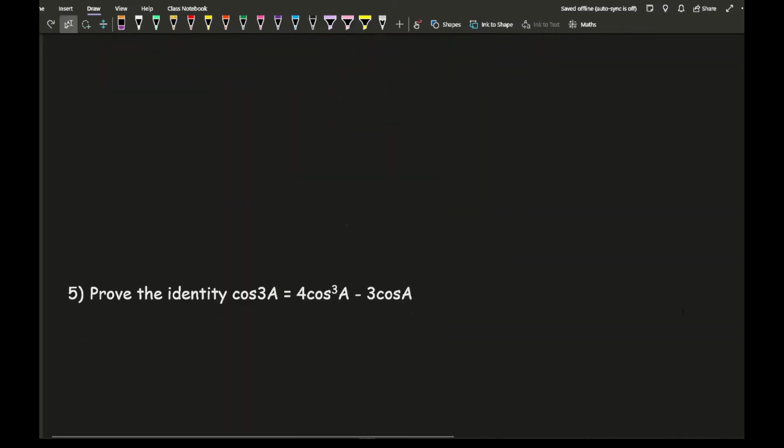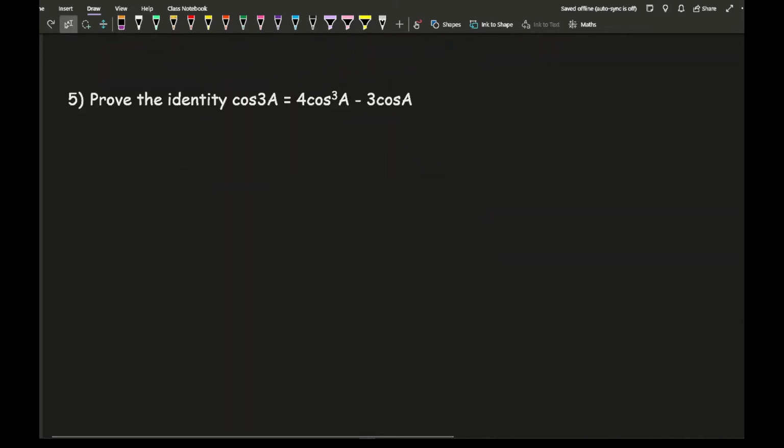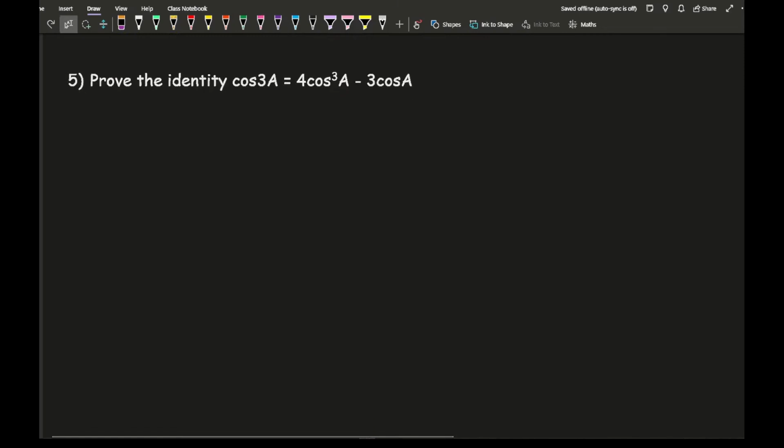So now let's have a look at our final example. Again, we've got another trig identity, which in this case, rather than a double angle, has a triple angle. I'm going to take the side that probably looks more complicated, although this one doesn't look as complicated, but I'm going to take that one anyway. So taking the left hand side, I've got cos 3A.